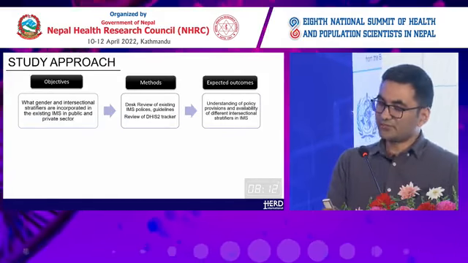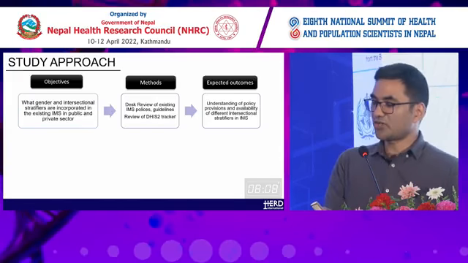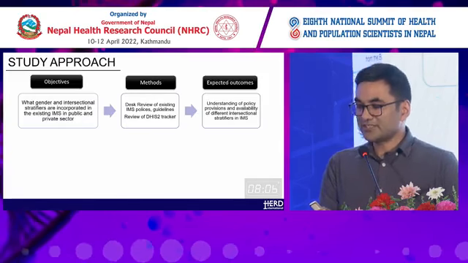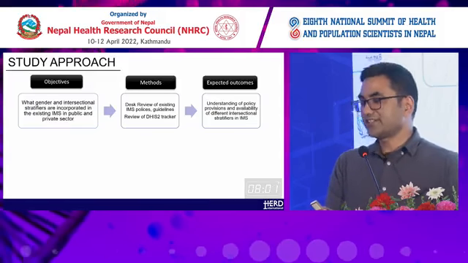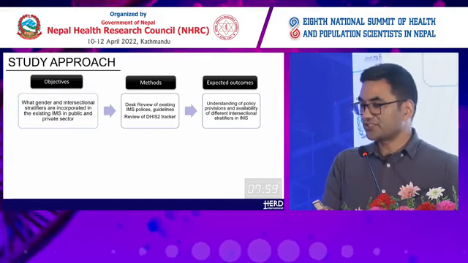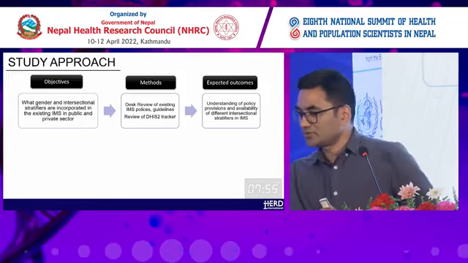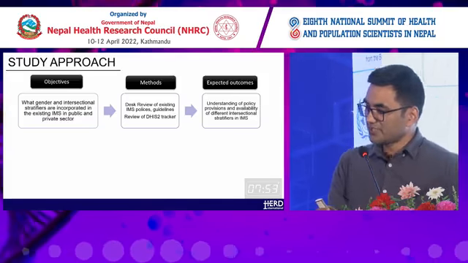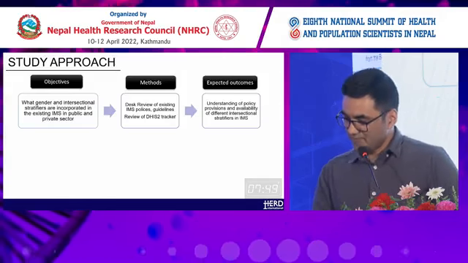The first objective was to determine whether gender and intersectional stratifiers are incorporated in the existing MIS in the public and private sector. For this objective, the method used was desk review of existing MIS policy and review of DHIS2 stratifiers. The expected outcome was to understand the policy provision and availability of different intersectional stratifiers in MIS.